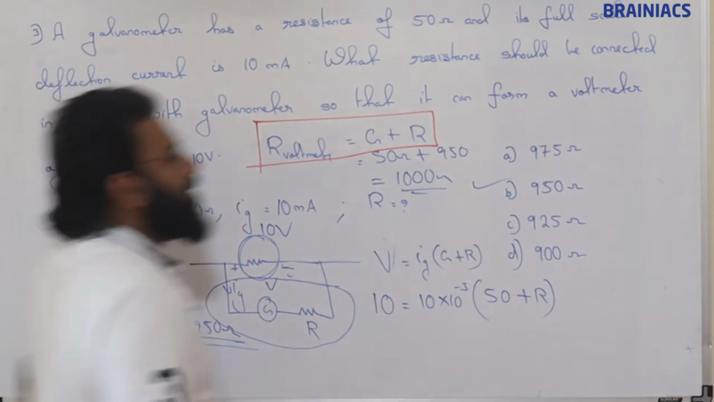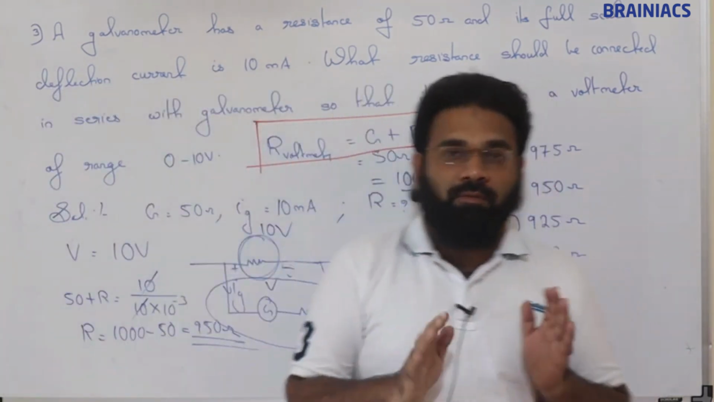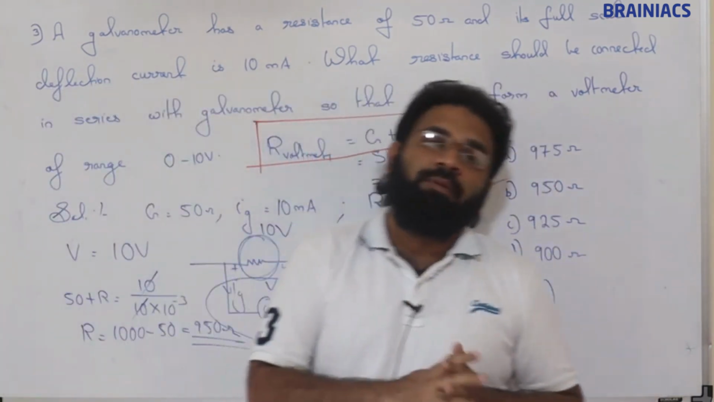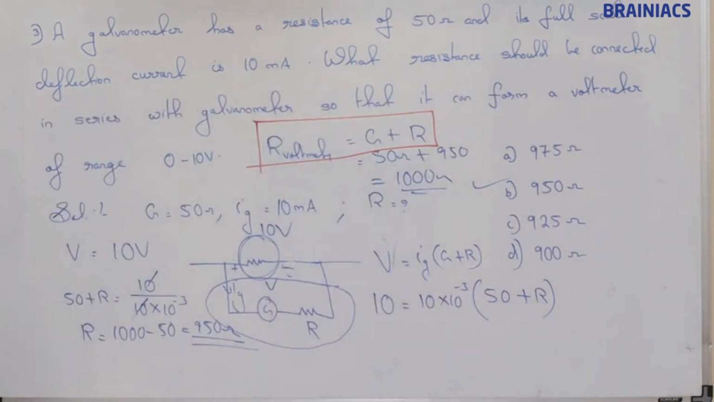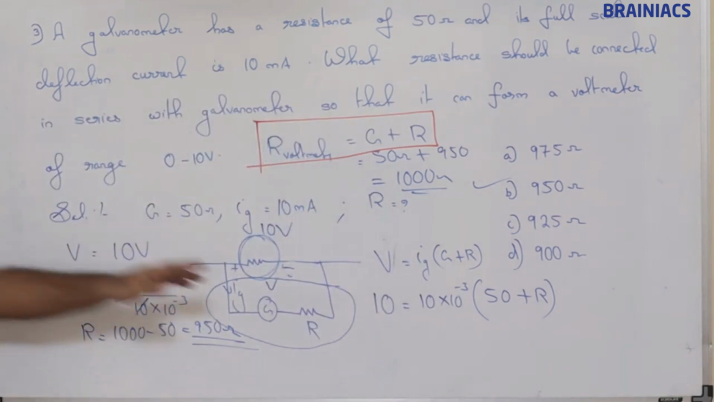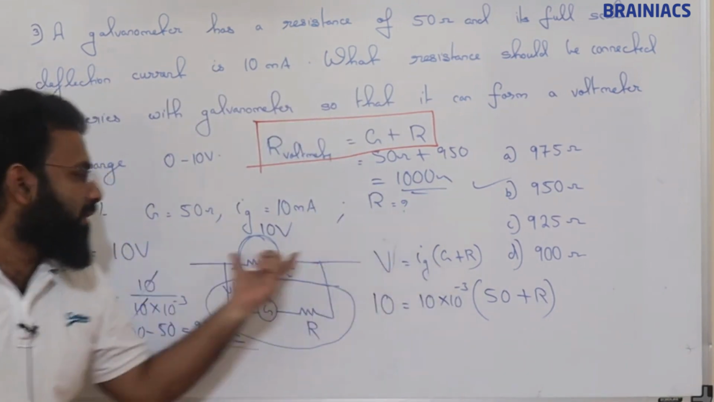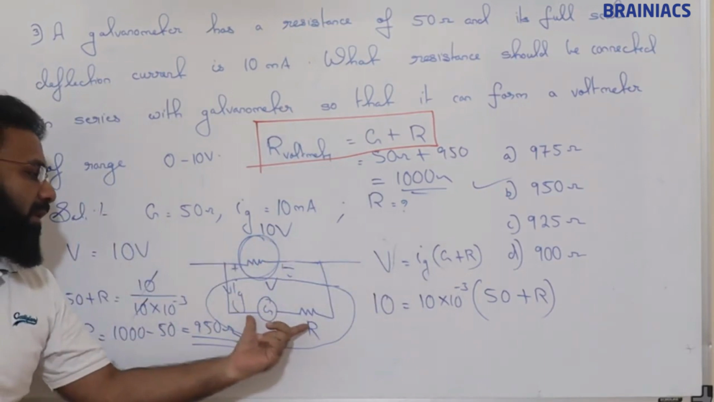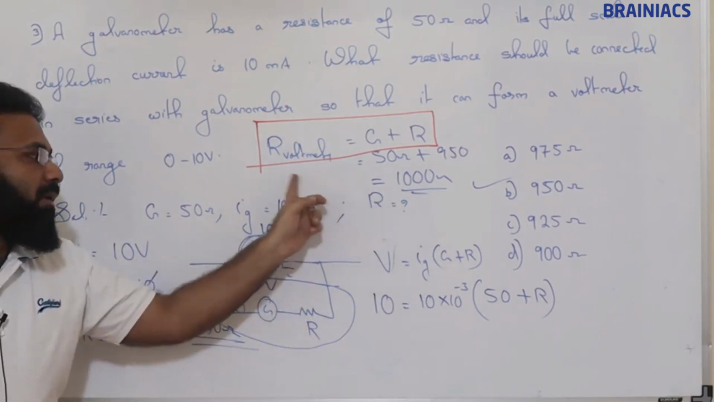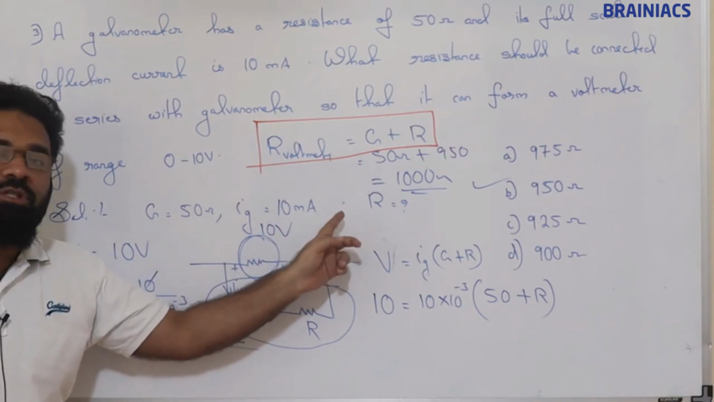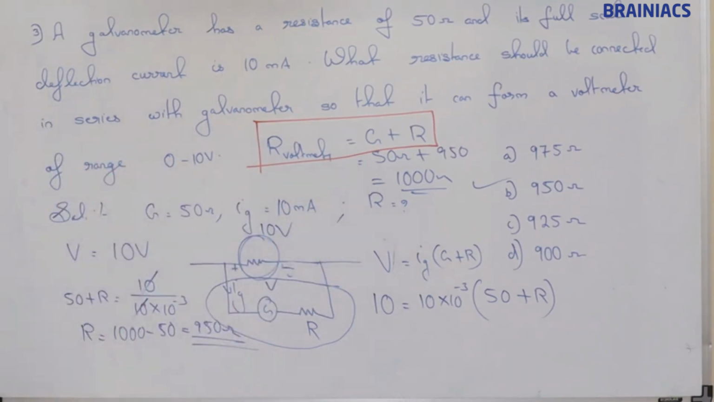In the ammeter, the resistance of the ammeter was G into S by G plus S. This is G plus R. Clear? No need to memorize any formula, just understand the concept. The voltage across this will be equal to the voltage across this. In the ammeter also, the voltage across the coil and the voltage across the shunt both will be equal.